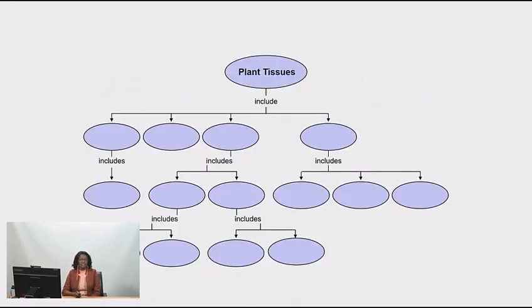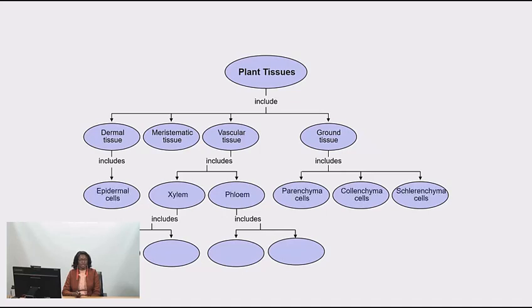So let's talk about plant tissues. In plant tissues, we have the dermal, which includes the epidermal cells. We have the meristemic tissues, which are the secondary tissues. We have vascular tissues, which form the xylem and the phloem. The xylem forms the tracheids and the vessel elements. The phloem forms the sieve tube elements and the companion cells. We also have the ground tissues, which include the parenchyma cells, the collenchyma cells, and the sclerenchyma cells.